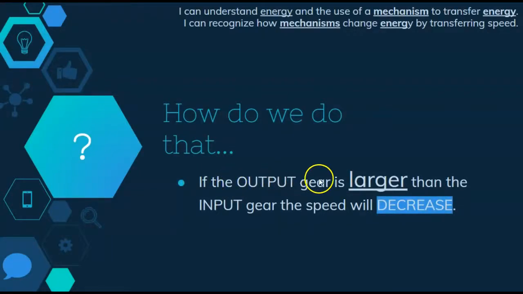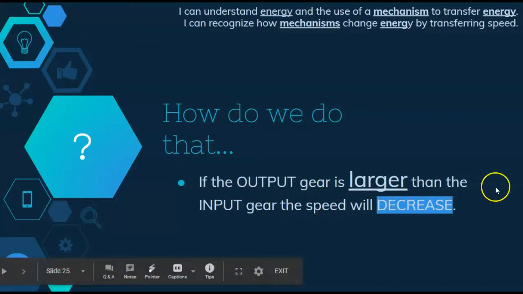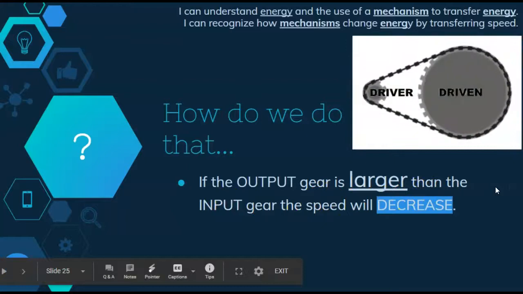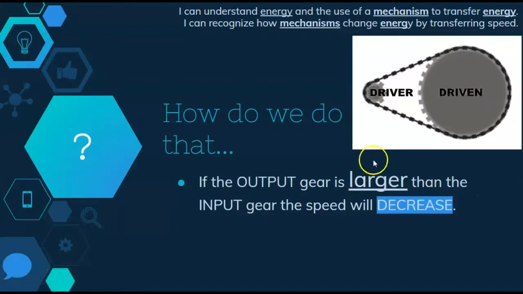If the output gear is larger than the input gear, the speed will decrease. You can see in this chain drive, the speed is decreasing from the driver to the driven. The driver gear is spinning very fast, and the driven gear is spinning very slow in comparison. So in this mechanism, we are decreasing the speed because the output gear is larger.